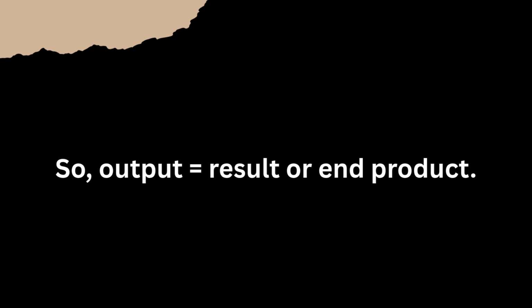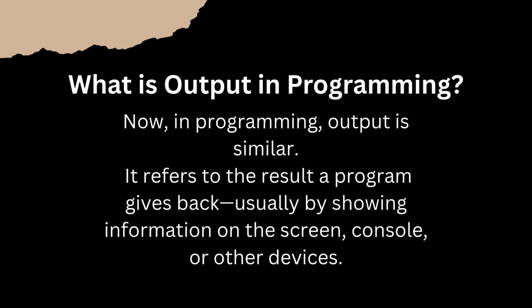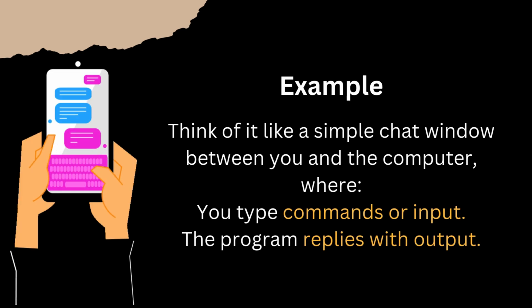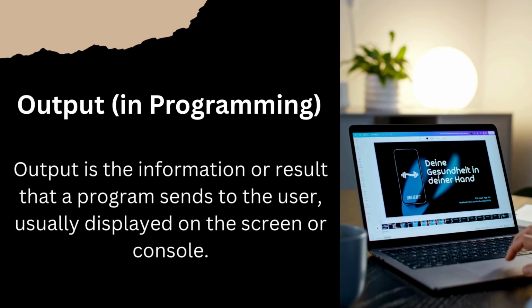Now, in the world of programming, output is like the computer's way of talking back to us. It's the information it shows on the screen or wherever it sends the results. And when we talk about the console, think of it like a simple chat window between you and the computer. You type commands, and the computer replies with output. It's like having a text conversation with your computer.